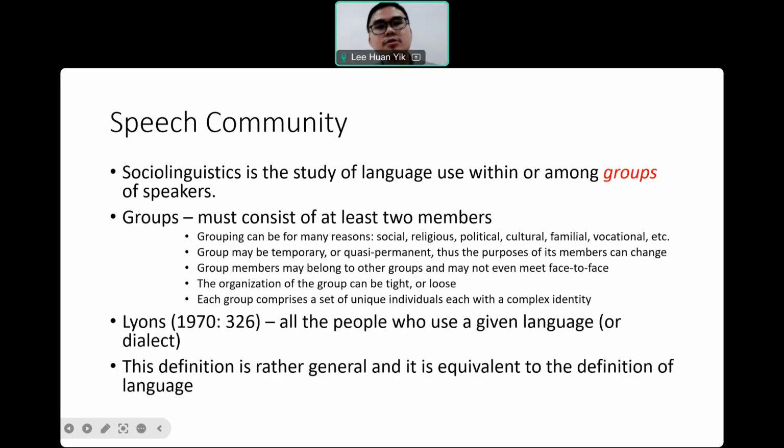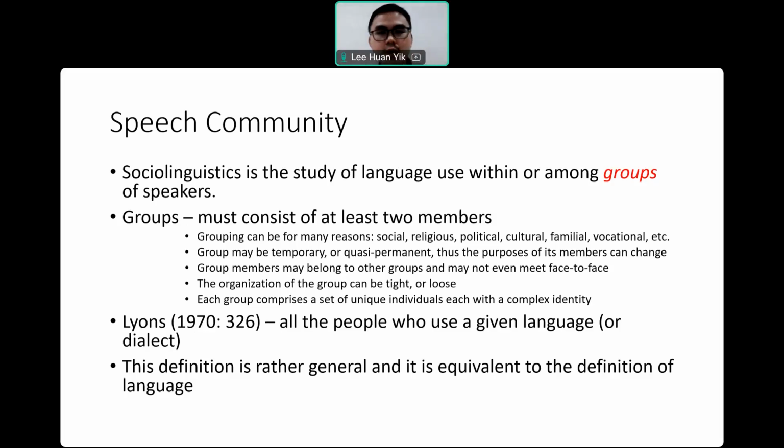So speech community, right? Sociolinguistics, as we know by now, is the study of language use within a group of speakers. So it's not just one individual speaker. When we talk about groups, it has to be at least 2 members. Grouping can be for many reasons: social, religious, political, cultural, familial, vocational, or educational, you name it, right? Some groups are temporary, some permanent, some large, some much smaller. Some groups you belong to, and some you don't even meet face to face. Some are quite tight and some are loose, and some have very complex identity and so on.